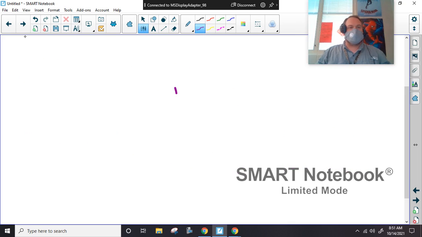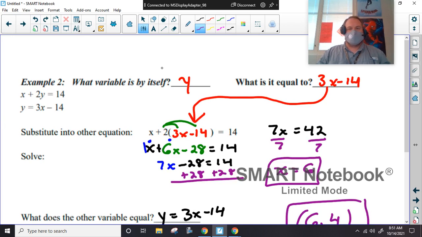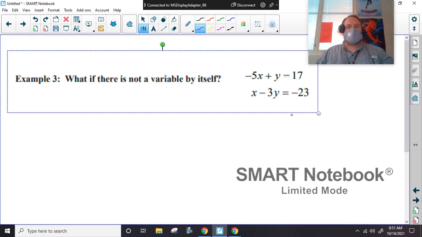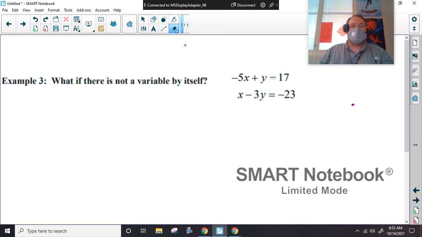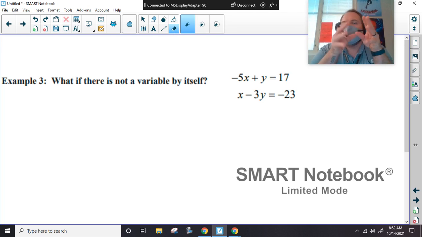All right. There was example 2. Example 3. Now, what if there's not a variable by itself? We will learn another method Monday of how to deal with this, where if you didn't want to use substitution, you wouldn't have to. But if you're some of those students that love substitution, that's the only method you want to use, I want you to be prepared.